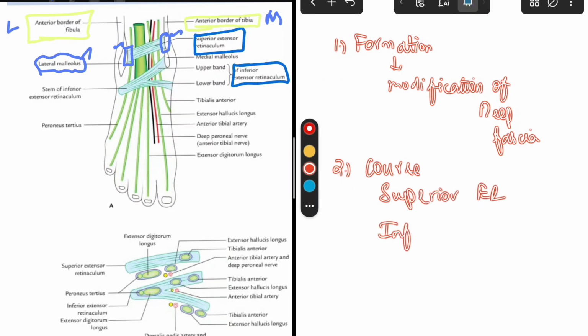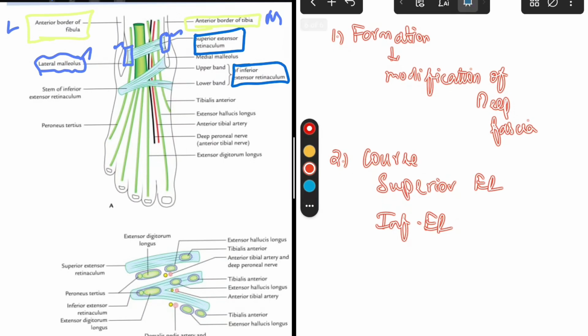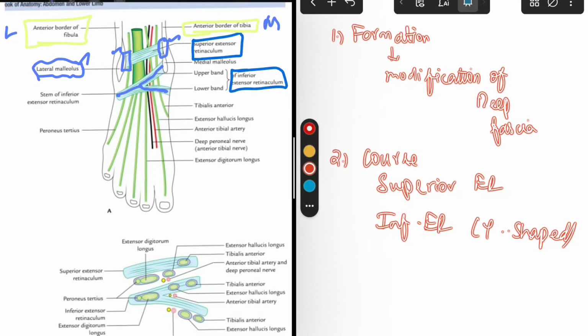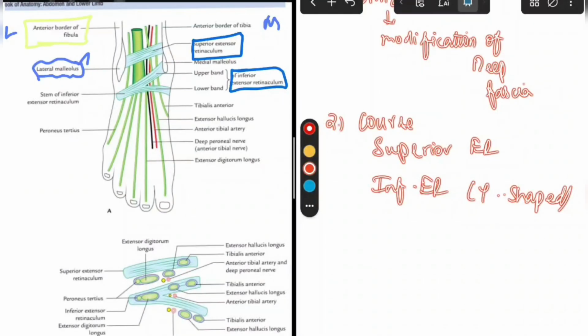Now let us see the inferior extensor retinaculum. The inferior extensor retinaculum is Y-shaped, as we can see clearly in the diagram. It is also divided into two parts: an upper band and a lower band.